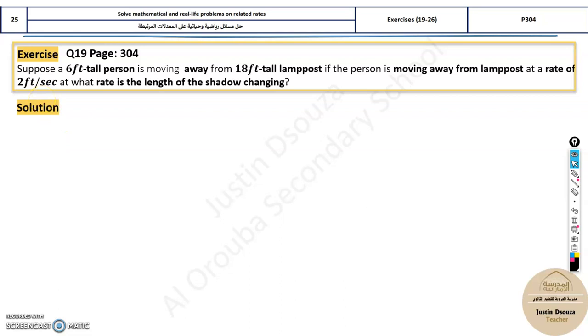It's all application questions. You need to understand the question thoroughly, and then you need to try to make a figure and then solve the problem. Now, over here, they have asked, suppose a 6 feet tall person is moving away from an 18 feet lamppost, and the person moving away from the lamppost is at a rate of 2 feet per second. What is the rate at which the length of the shadow is changing?